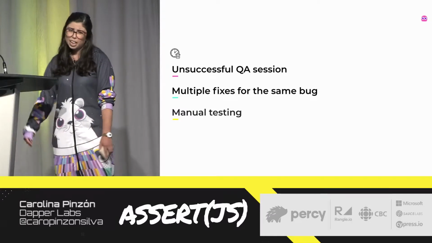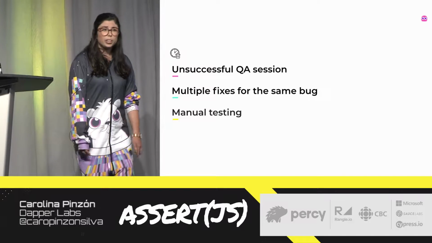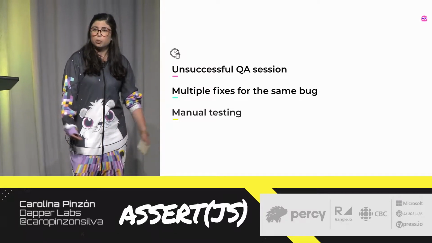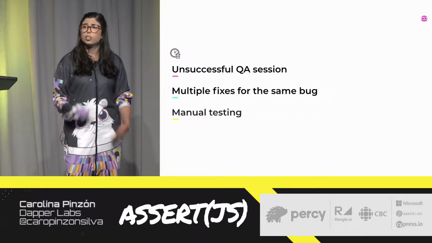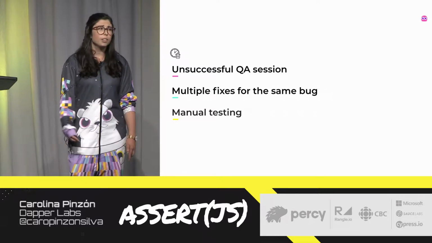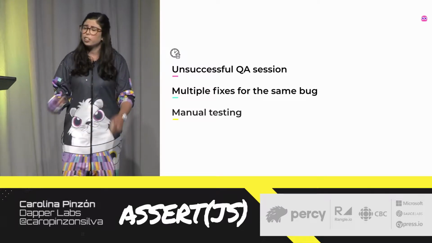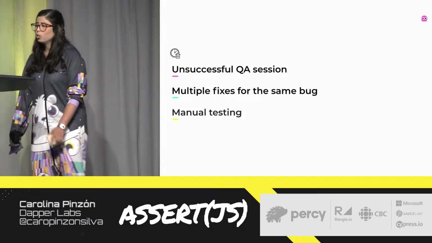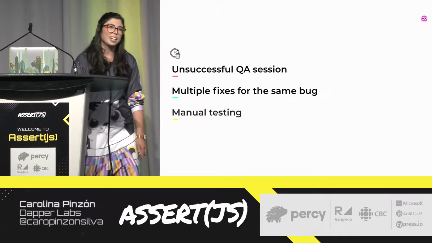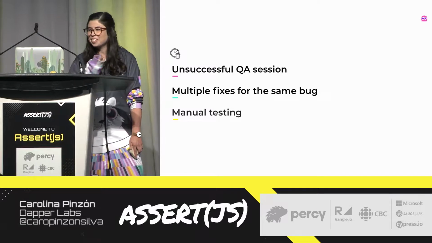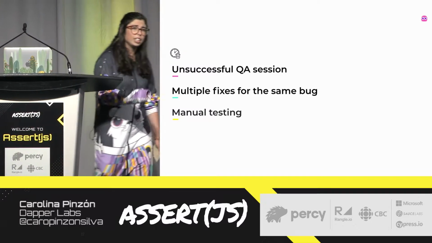Sometimes when we got into the QA session, people couldn't even open the extension. They were blocked and they couldn't log in. So it was a waste of their time. We had to reschedule the meeting, fix this bug as fast as we could, schedule another meeting and try it again. Also, multiple fixes for the same bug. We kept breaking things that we fixed the last week. And a lot of manual testing from people from outside the team and also from us.